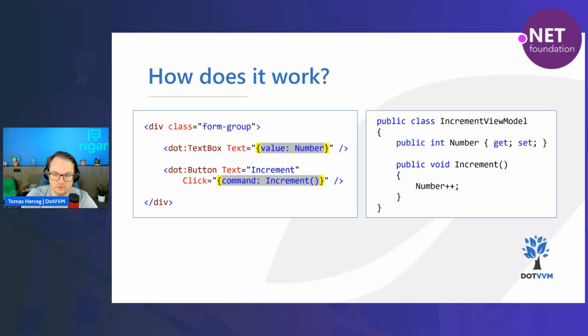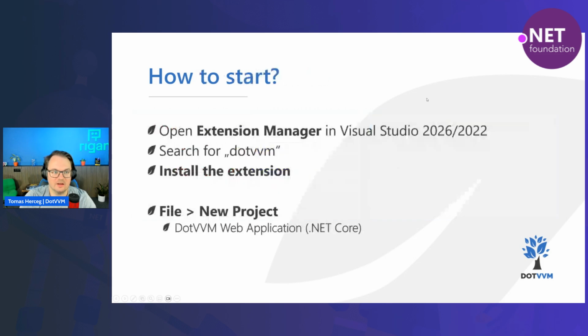It will be handled for you, so you don't need to build API endpoints or anything like that. Basically, .vvm will make sure that the proper function will be called and the proper values from the UI will appear in these properties. So if you want to try .vvm, you can open Extension Manager in Visual Studio and search for .vvm. We have an extension which will help you to start a new project. You just need to search for .vvm web application template, and that's it. It will create the project with the first page, and you can start playing with that.